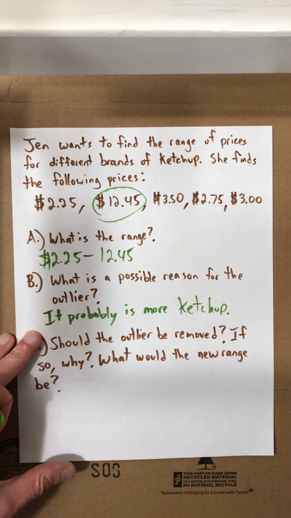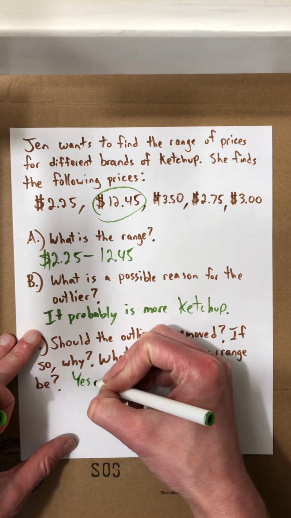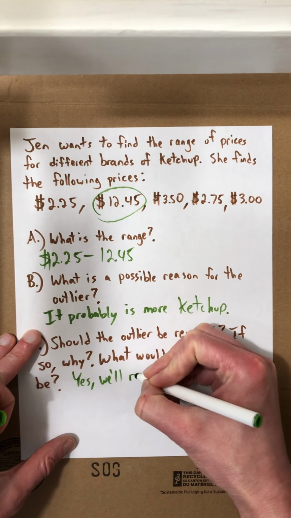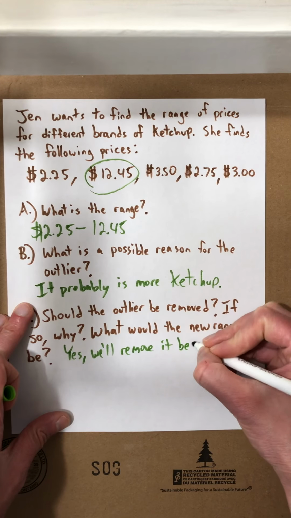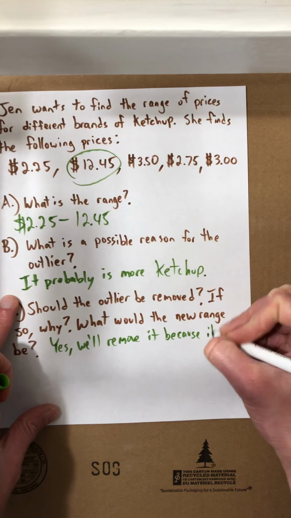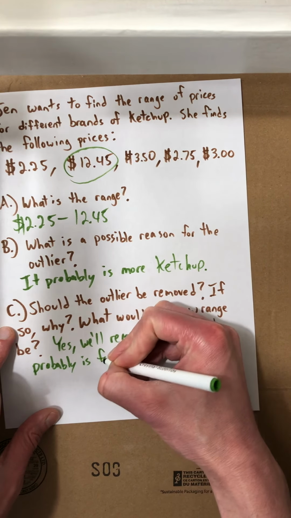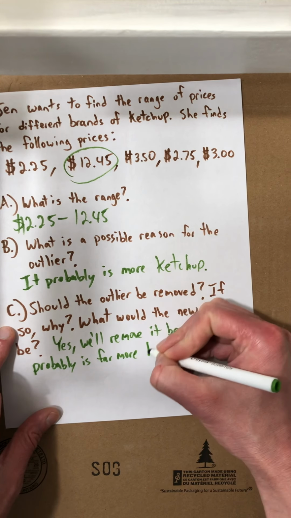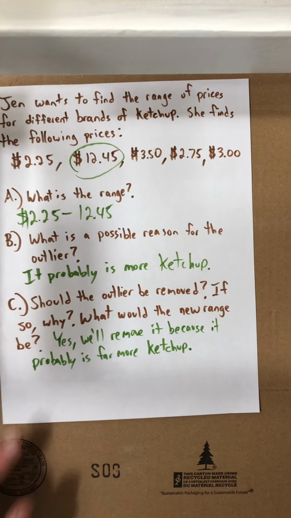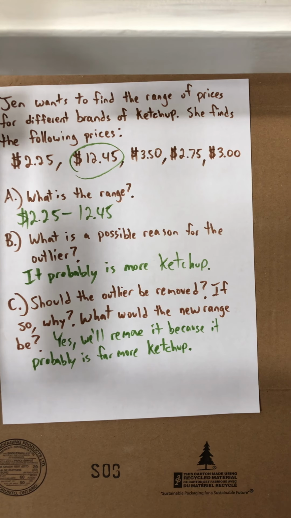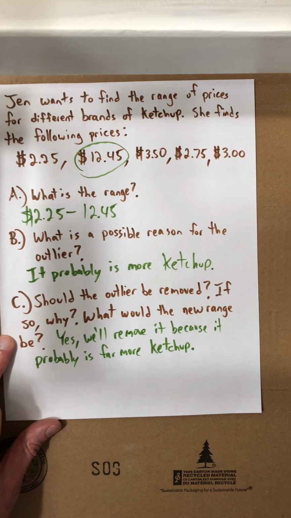So I'm going to say the outlier should be removed, and I'll give what the new range is. So yes, we'll remove it because it probably is far more ketchup. Again, a fair comparison between these things would ideally be bottles that all have exactly the same amount of ketchup in them, so that we would be able to fairly compare which one's the most expensive.